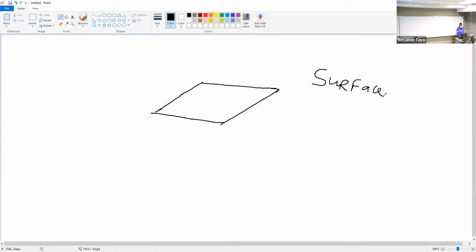Now, the one thing that I need you to understand here is that let's suppose that the distance from here to here is A, the distance from here to here is B, such that the surface area is equal to A times B.